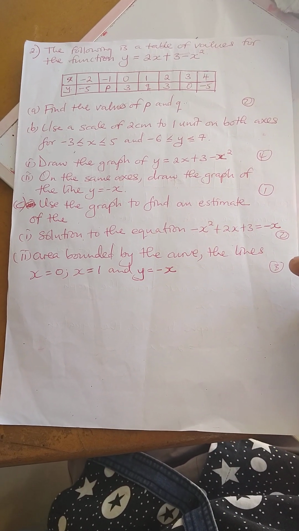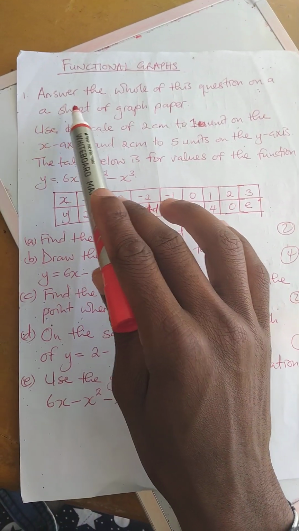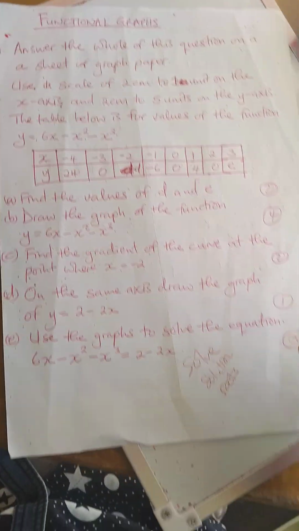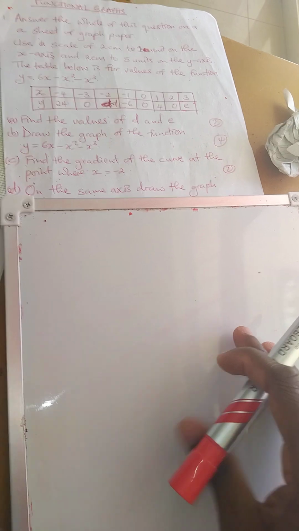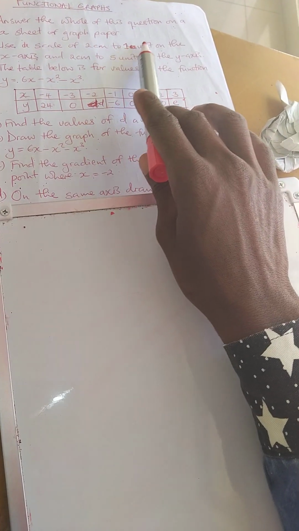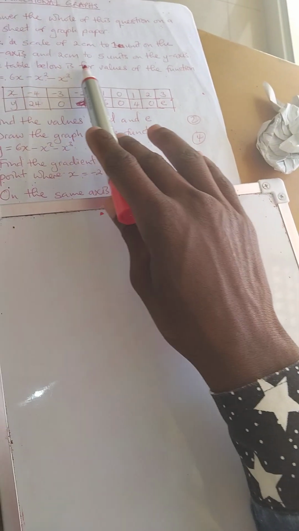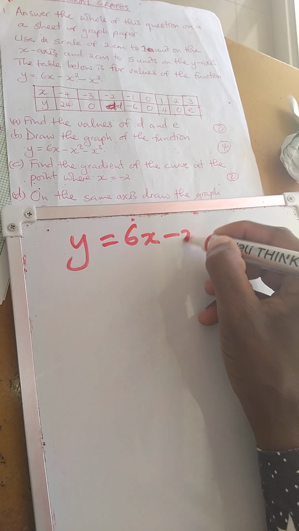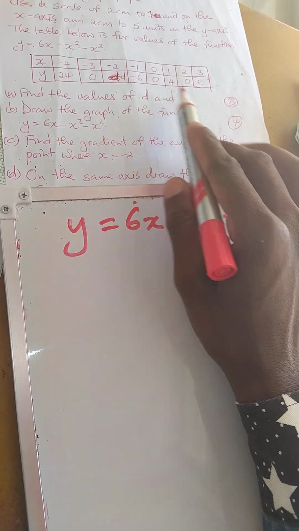Right, let us draw this on the graph. The question says, answer the work of this question on a sheet of graph paper. So let us start with number 1. Use a scale of 2 cm to represent 1 unit on the x-axis and 2 cm to represent 5 units on the y-axis. The table below is for values of the function y is equal to 6x minus x squared minus x cubed. So how to find the values of d and e.